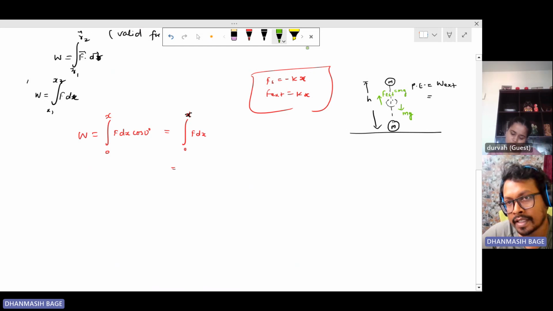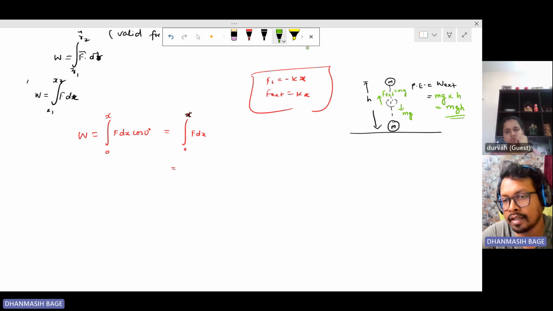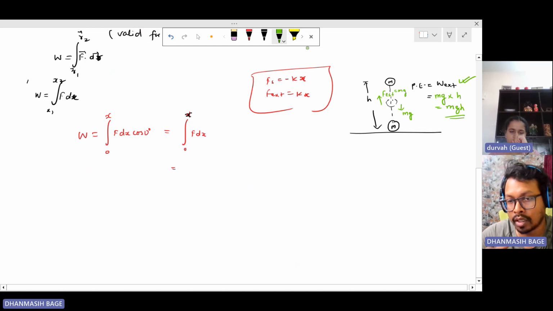And the force and displacement are in the same direction. Just see that the force is equal to mg and displacement is equal to h. So it is mgh. It is exactly the same thing. Potential energy is always work done by an external agency. Is that clear? Not work done by the force itself.